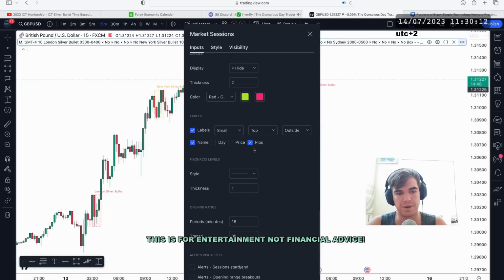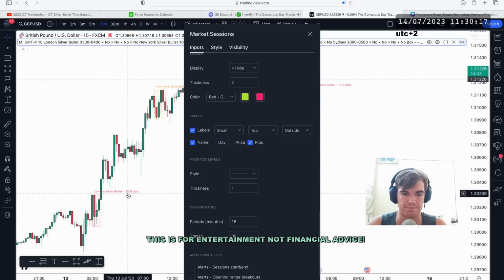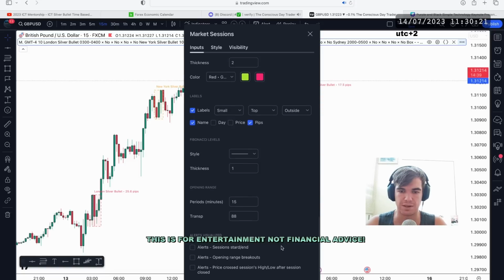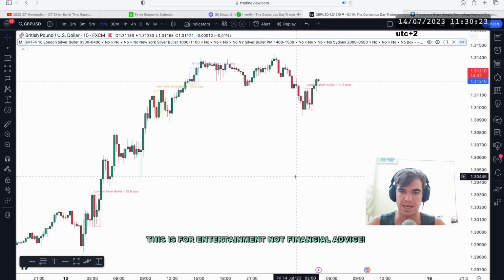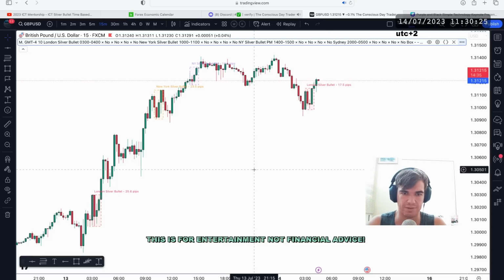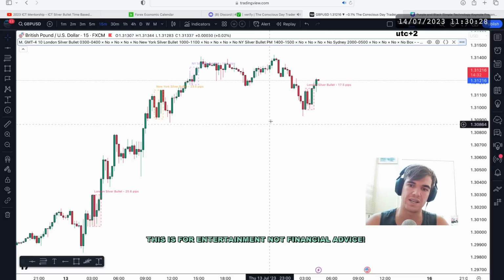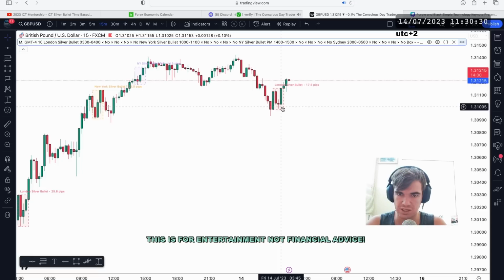That's going to tell us how many pips it's done during the Silver Bullet. You can see it right there, 25 pips. Boom, quite successful silver bullet entry if you're looking for 15 pips on the pound dollar. Press OK, and there we go. Ta-ta, we have our silver bullet set up all ready to go. Isn't that cool? Super easy.